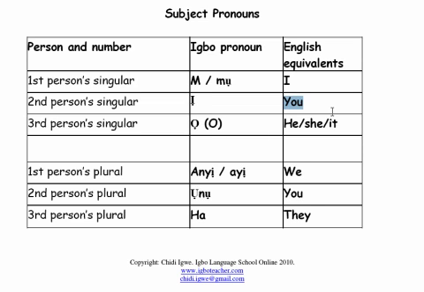I'm talking to you about the Igbo school. So Igbo school is third person singular, which can be it. But if I'm talking to you about a man, he, third person singular, or about a woman, she, third person singular.